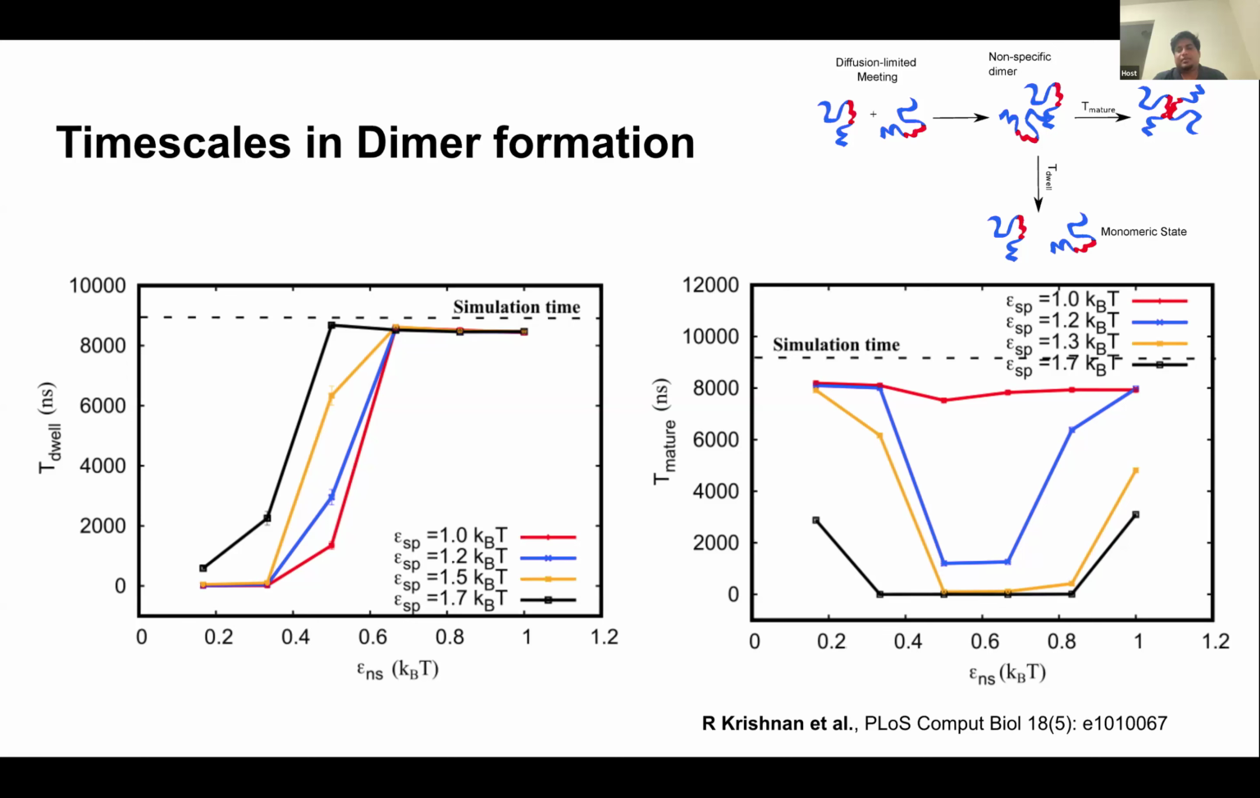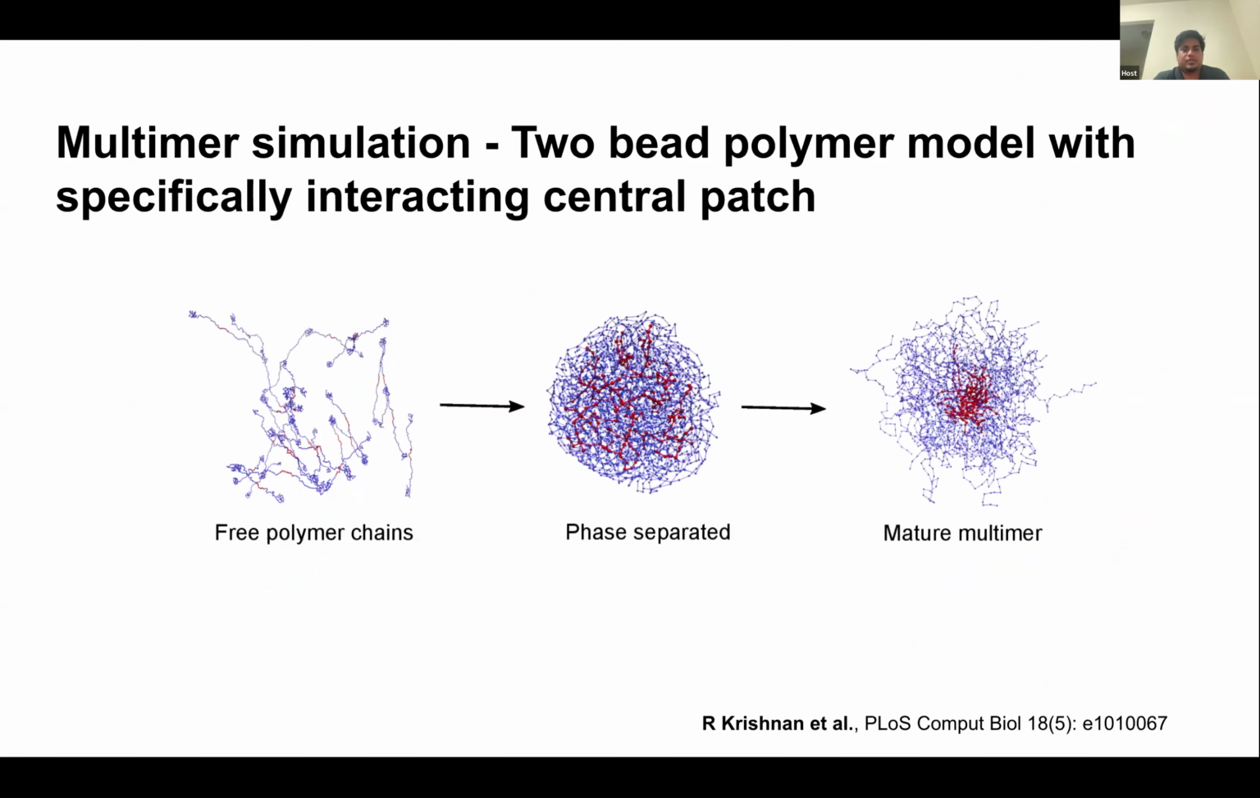So we found this in a dimer case. So what happens in a multimer case? That is what we wanted to see. So what we did is we simulated 30 such polymer chains, and saw there is a phase separated state and a mature multimer state. So we wanted to see how these three states are formed.